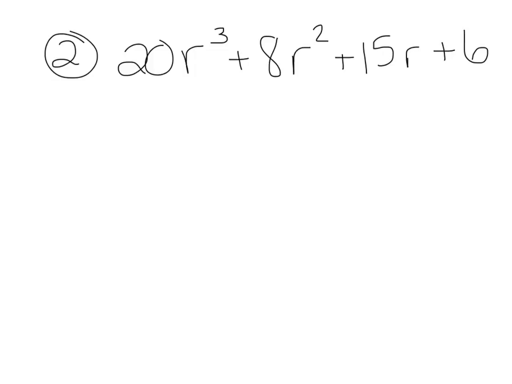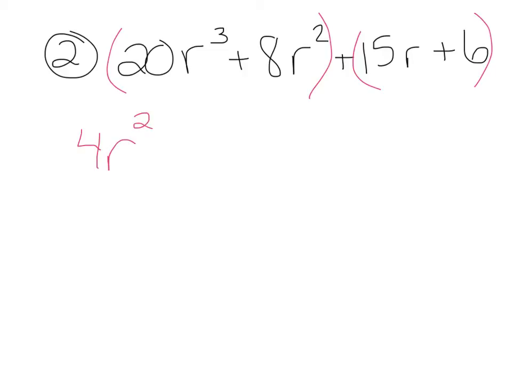Alright, here's one more example like that. So we have 20r cubed plus 8r squared plus 15r plus 6. We're going to group our first two terms, group our second two terms. So, greatest common factor between 20r cubed and 8r squared. Okay, we're going to pull out a 4r to the second power.